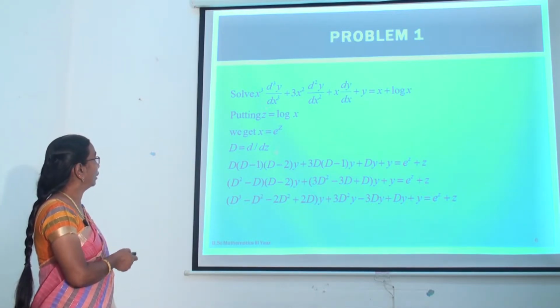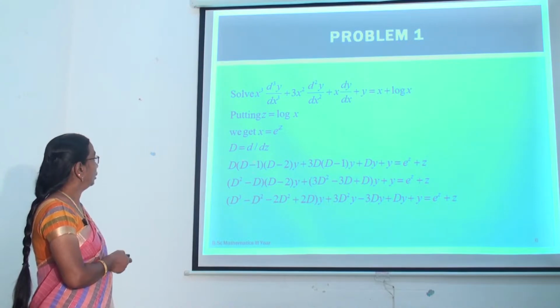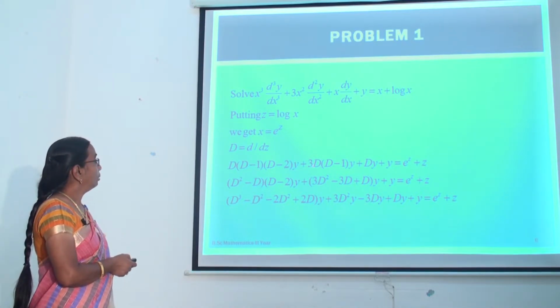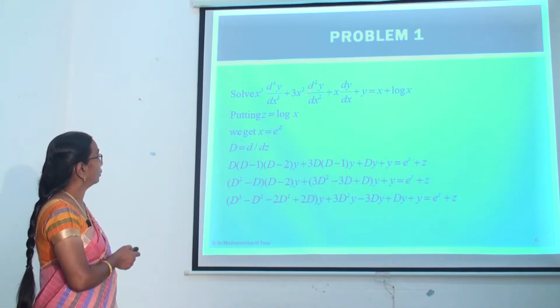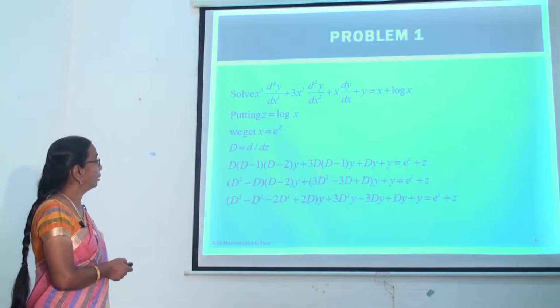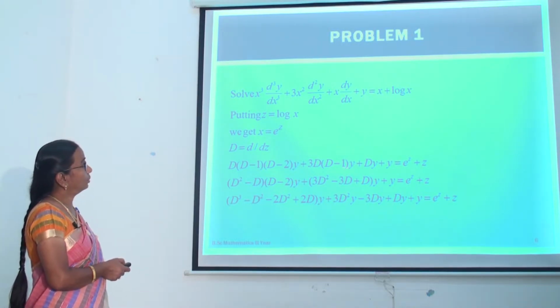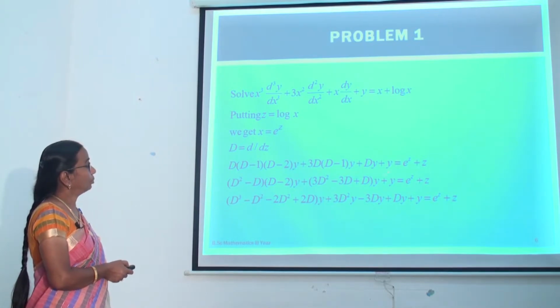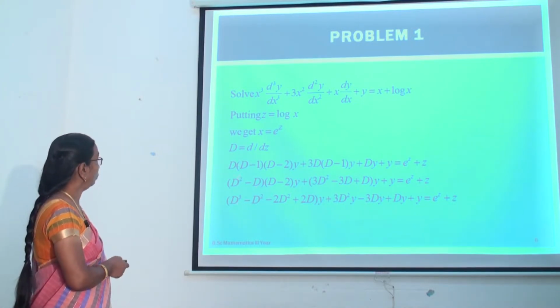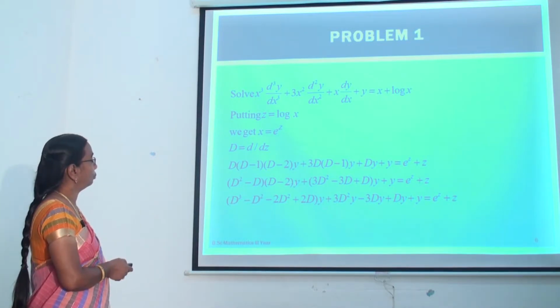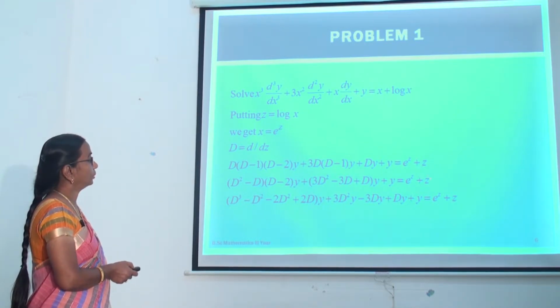The problem is changed into D(D-1)(D-2)y + 3D(D-1)y + Dy + y = e^z + z, since log x = z, therefore x is e^z. Now we can expand the first term as (D^2 - D)(D-2)y + 3D^2 - 3D + Dy, then + y = e^z + z.